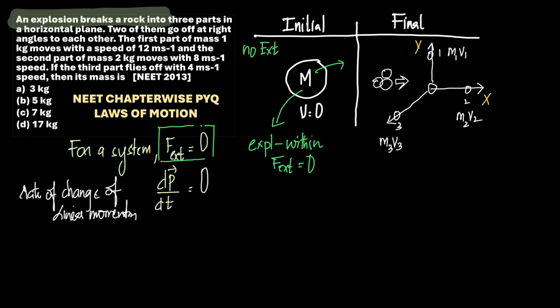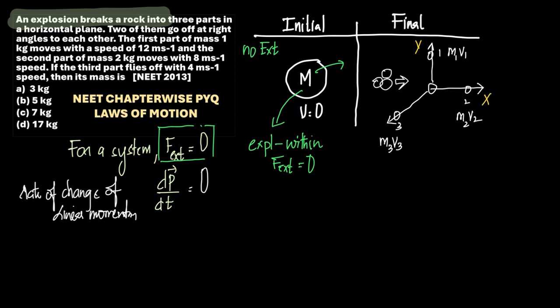Students usually don't try to understand this, and they just start solving the numerical, but they don't give emphasis on this. I repeat, explosion comes from forces within the system, and that's why we can safely assume that F external is equal to 0. And if F external is equal to 0, what does it imply for the momentum? It implies for the linear momentum that the rate of change of linear momentum, dp by dt, is equal to 0. What does this imply further?